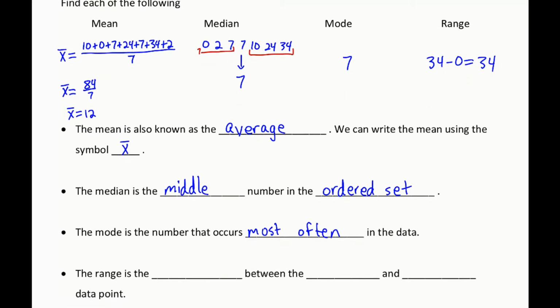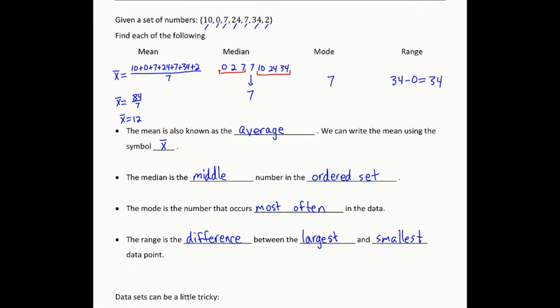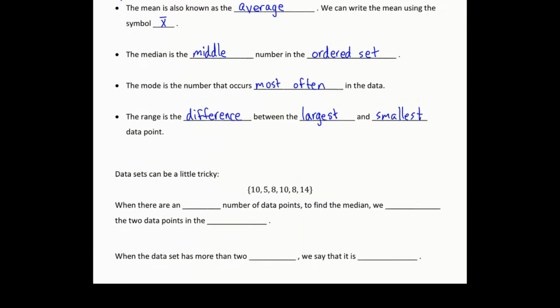The range is the difference. Remember that difference here means subtraction. So it's the difference between the largest and the smallest data point. So that's the basics of these. Sometimes data sets can be a little tricky.